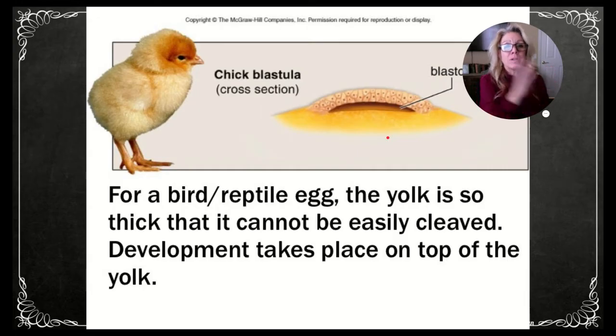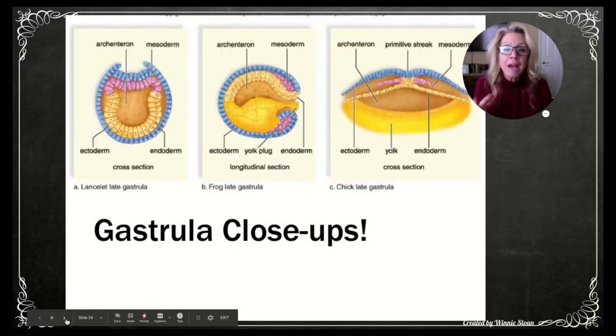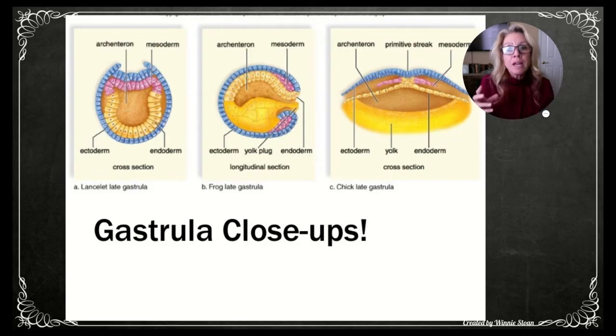That's the other extreme. It's like lanceolate, no yolk, and then here a bird with a lot of yolk is the other extreme. So their development takes place on top of that yolk. Okay, and here that becomes important when you discuss gastrulation, because when we look at a lanceolate, it can just fold in on itself through invagination to form those layers. Here on the other extreme, the chicken, it's not going to cleave that yolk. It's just too much. It's going to happen on top of that yolk.